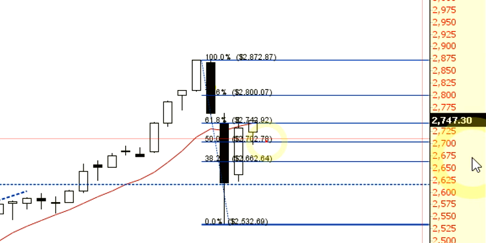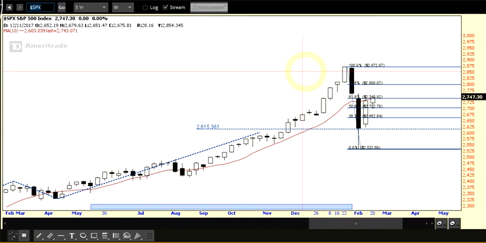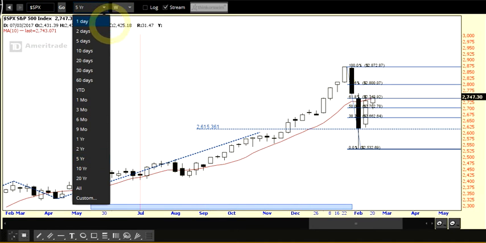I made a video the other day just in case this thing was topping, had been topped, and was coming back down. But it looks like the market wants to take out this high, which makes this retracement a little bit more complex. If you were to zoom in, I want to tell you why I think it's not a rally.